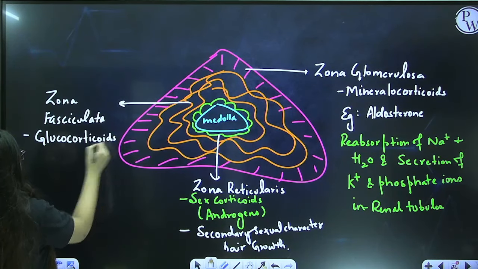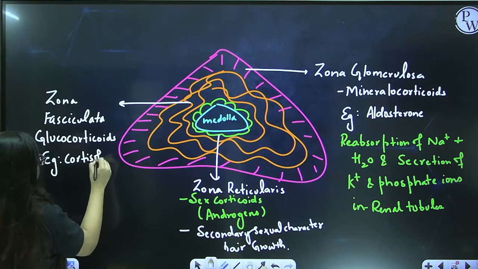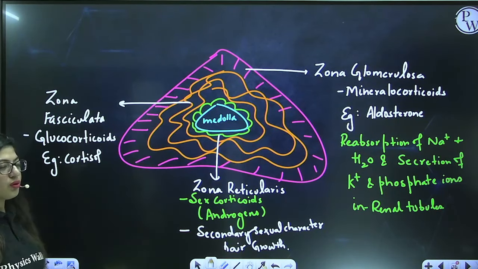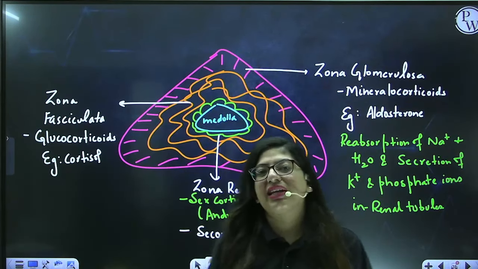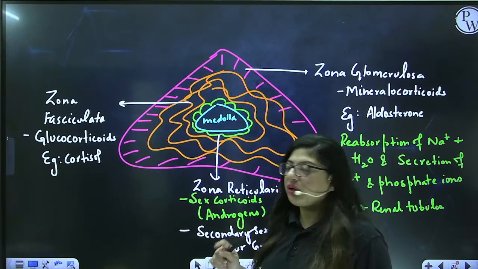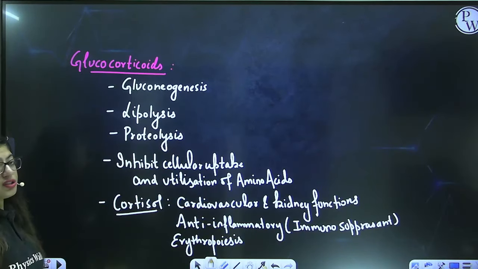Glucocorticoids, for example cortisol. Though there are a number of mineralocorticoids and a number of glucocorticoids, there are certain ones which are higher in amount. Just like that, cortisol is higher in amount. So let's talk about the functions of glucocorticoid.